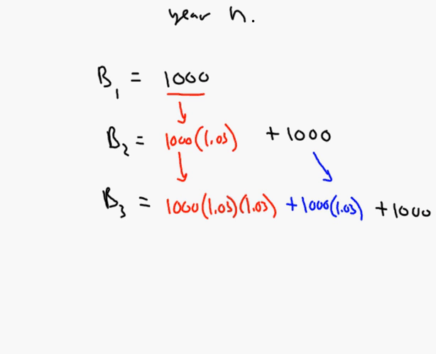Okay, so I'm going to rewrite this first term because I can. I'm going to rewrite that as 1,000 times 1.03 squared plus 1,000 times 1.03. Actually, I just won't do that. You can just leave it in blue right there. Okay, let's do one more year, and then I think we'll see a pattern here, and we'll be done.